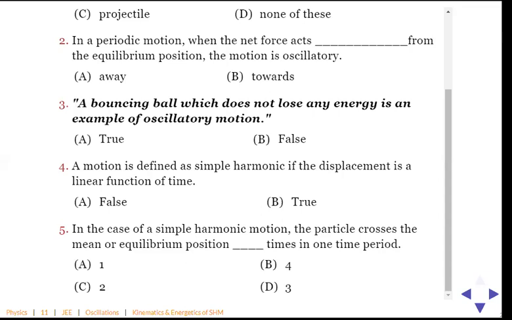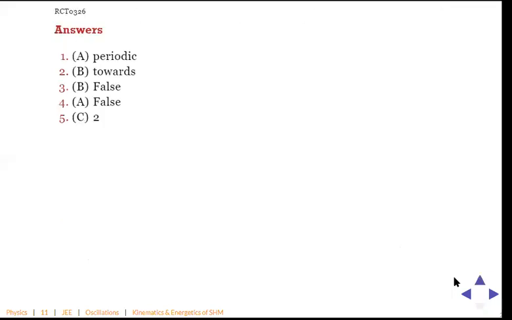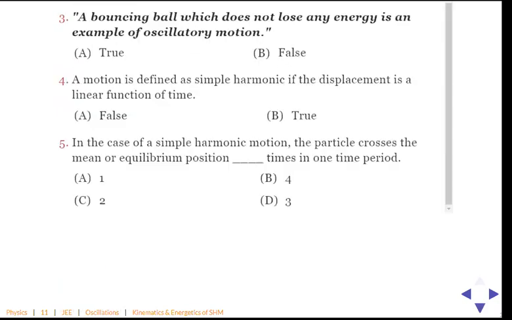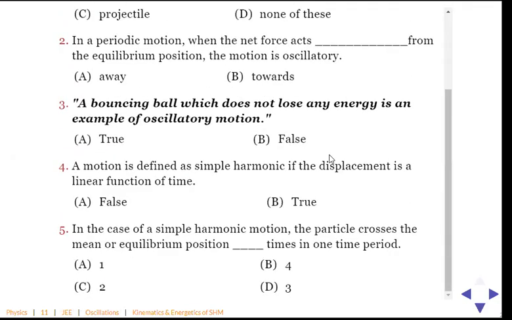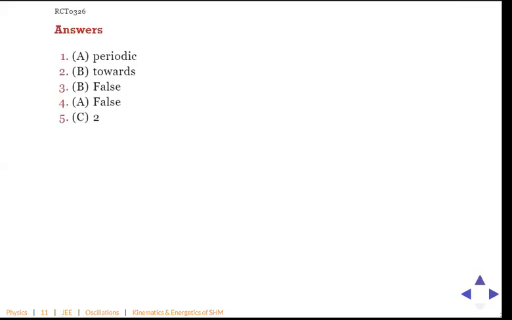Think about it, guys. Most are saying two. So this is pretty easy. First, periodic; second, towards; third, false; fourth, false; fifth, two. Clear?